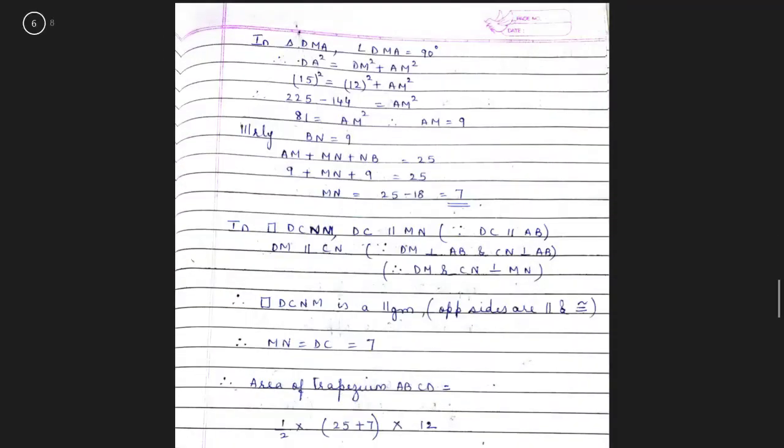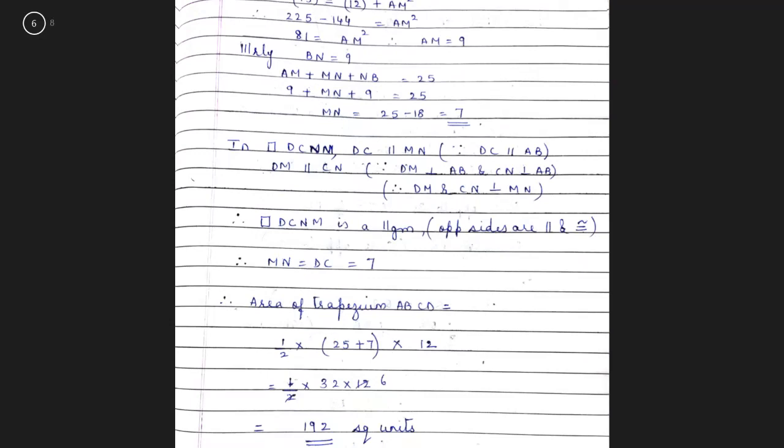This is what is explained over here. In quadrilateral DCNM, DC is parallel to MN. DM is parallel to CN because both of these are perpendiculars. The quadrilateral is a parallelogram. Opposite sides are parallel and congruent. Therefore, MN equals DC equals 7.